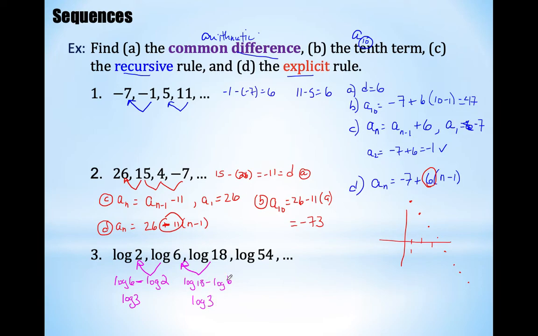Right? 18 divided by 6. Guess what 15 divided by 18 is? Right? That's using the rules of logs. Yes, you have to know your log rules. They don't go away. So what is my common difference? And I've just answered part A.